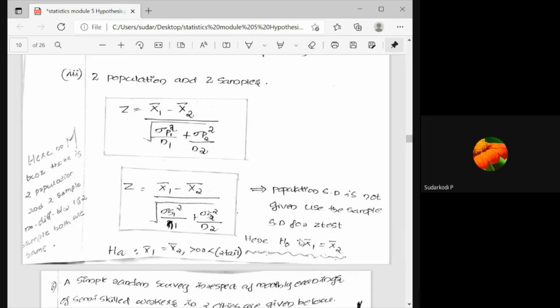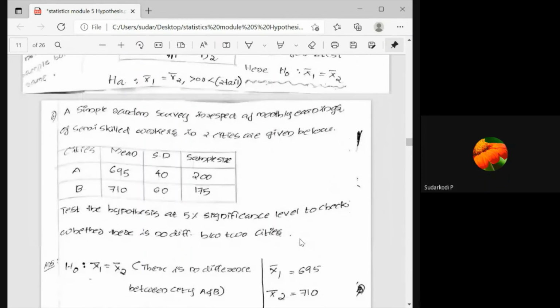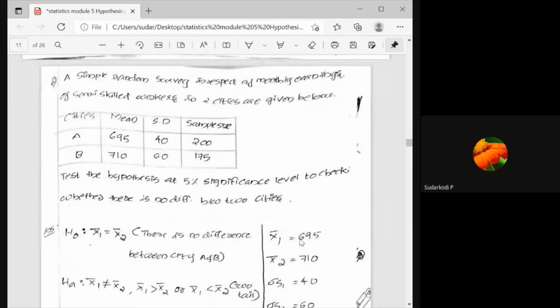So these are the two formulas based on two populations and two samples. Noted? Whereas the method of doing is the same. You can see this sum.